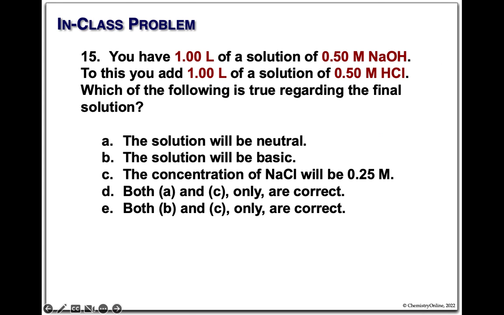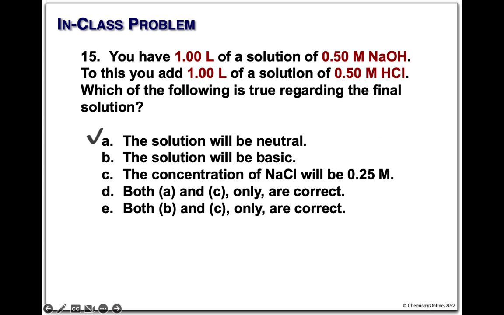All right, this also has a little twist to it. It's dilution. We have 1 liter of half molar sodium hydroxide. That's a strong base, right? We have 1 liter of half molar HCl. That's a strong acid. If you add equal amounts of strong acid and strong base, they neutralize each other, don't they? So, the solution will be neutral. Yeah, that sounds good to me.